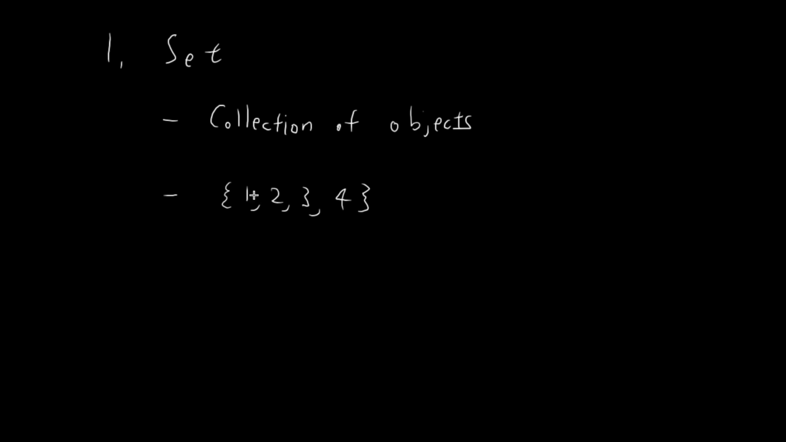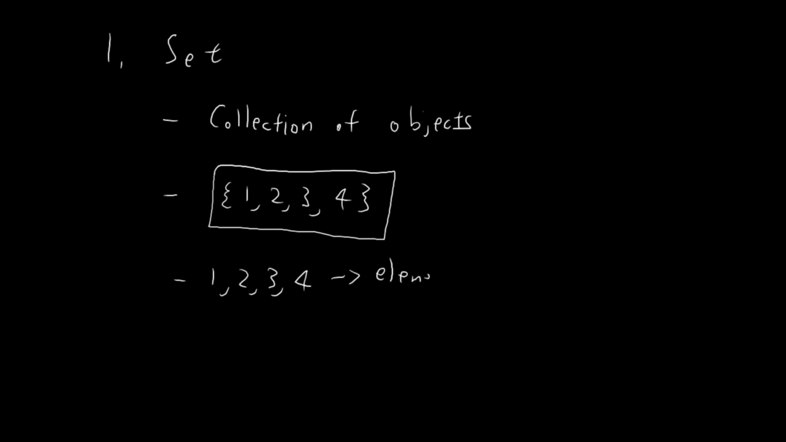And we typically represent a set using curly brackets, and we will place the objects that make up the set inside the curly brackets. So in this example here, this entire block is a set. It is a collection consisting of the numbers 1, 2, 3, and 4. The numbers themselves, so the numbers 1, 2, 3, and 4, are said to be the elements of this set.